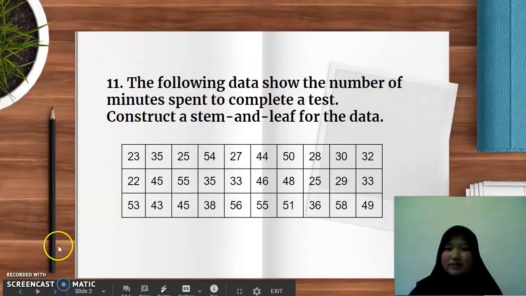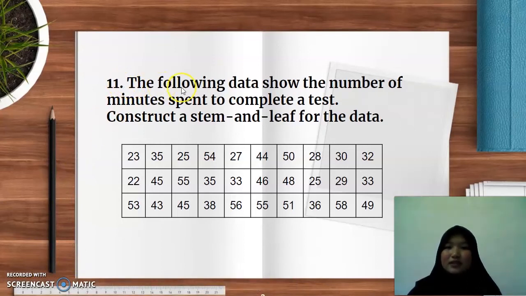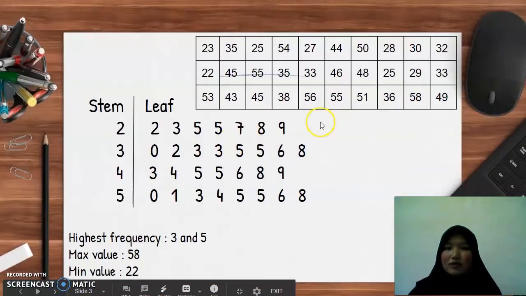So my name is Alpha and I'm going to start the presentation with question number 11. The following data show the number of minutes spent to complete the task. Construct a stem and leaf for the data. So we need to construct a stem and leaf based on this data. So how to do it?